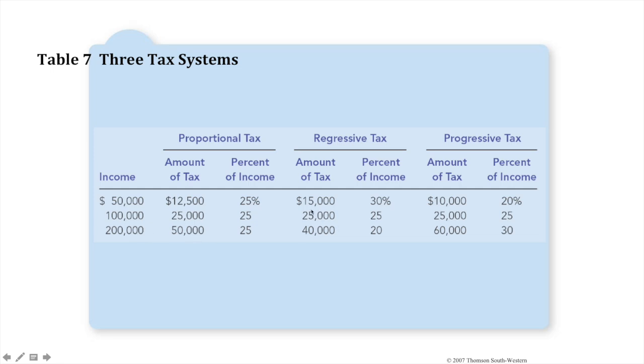A regressive tax on an income of $50,000, the government collects $15,000. That'd be 30%. On an income of $100,000, the government collects $25,000. That'd be 25%. And as you can see, as your income rises, the percent paid actually falls. And then a progressive tax, as income rises, the percent paid rises.